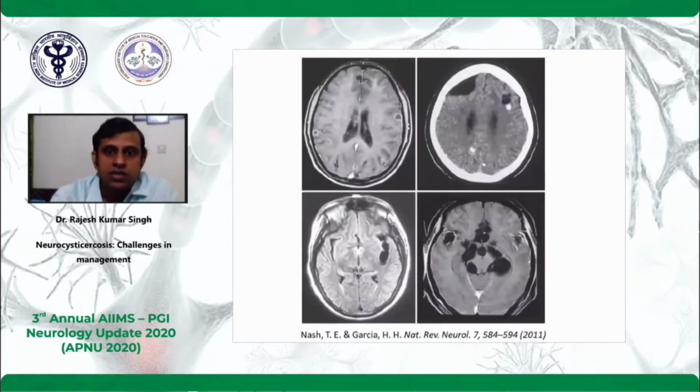So this is the extraparenchymal NCC. You can see here both the parenchymal, and in the ventricles, you can see the intraventricular NCC. Here, these are the NCCs in the subarachnoid spaces, Sylvian fissure, and in the basal part of the brain, basal cisterns.